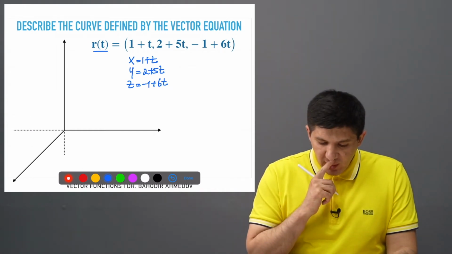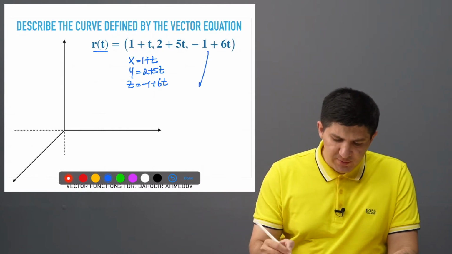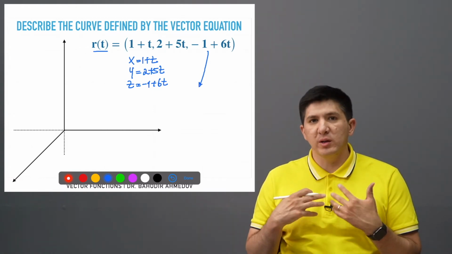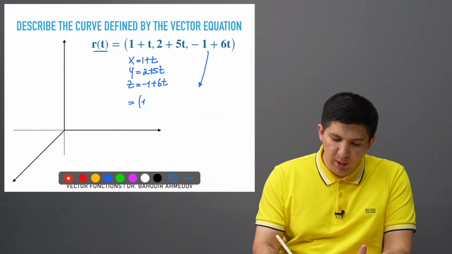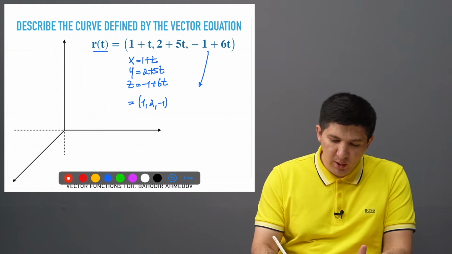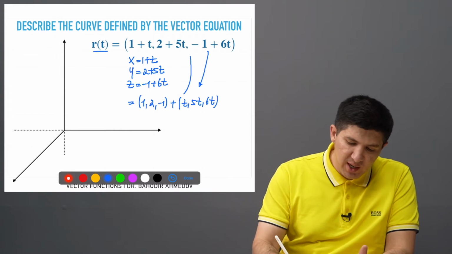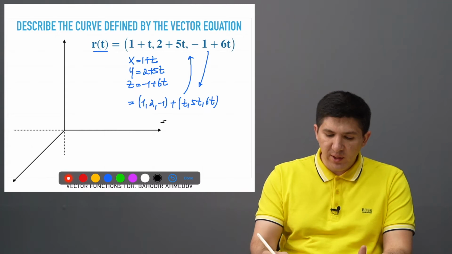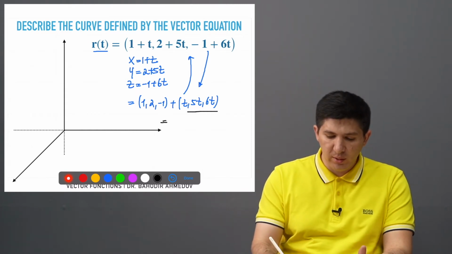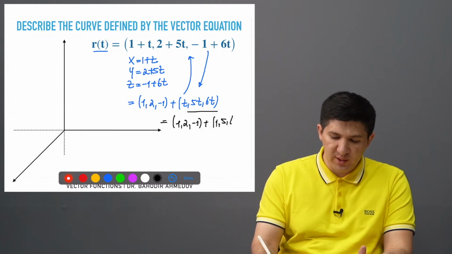At the same time, I can write down this r of t not just as one vector, but as two vectors. So I'm going to split this into the t parts. I'm just going to write 1, 2, and minus 1, plus t, 5t, 6t. Please note that indeed, if you add these 2 vectors, you obtain exactly this vector. And I would like to take out the t from the second vector here. So I'm going to obtain 1, 2, minus 1, plus 1, 5, 6 times t. So this is what r of t is.